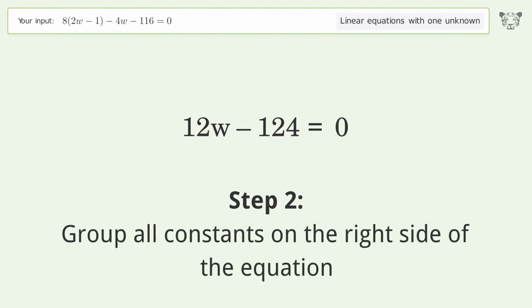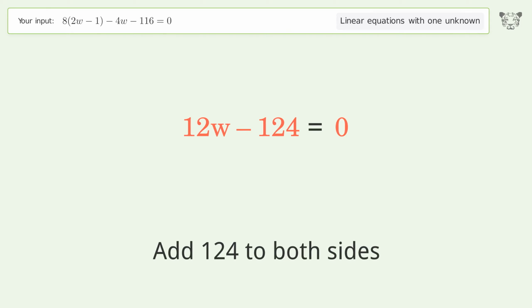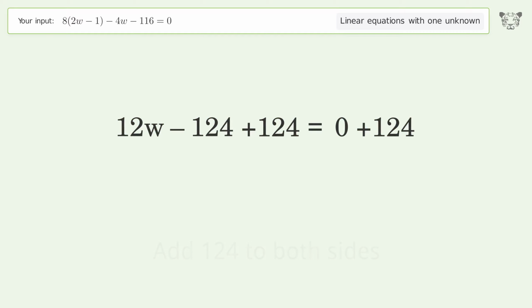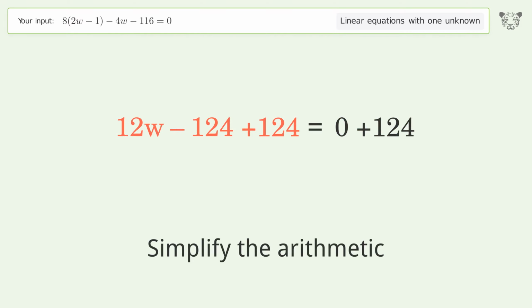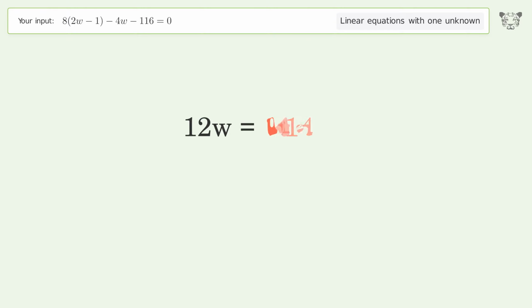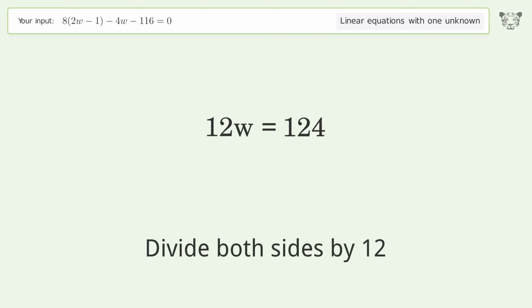Group all constants on the right side of the equation. Add 124 to both sides. Simplify the arithmetic. Isolate the w. Divide both sides by 12.